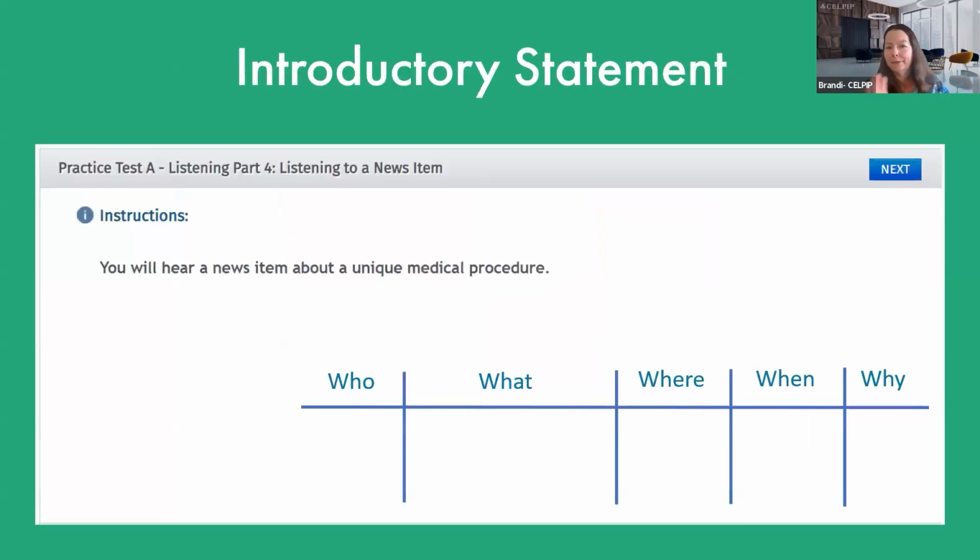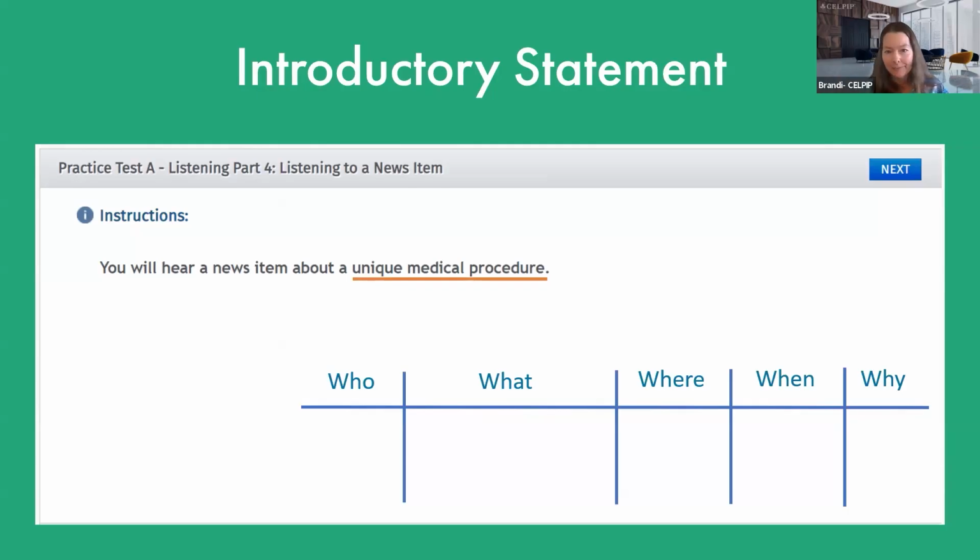So you would already have your notes made up there during that first introductory screen. And the second one, remember, this is the screen that gives you a little bit of a general overview as to what you're going to listen to next. And this one tells us that the news item is specifically about a unique medical procedure. So we don't yet know what medical procedure we'll be learning about, but we know it has to do with the body and having a surgery or a medical procedure done.